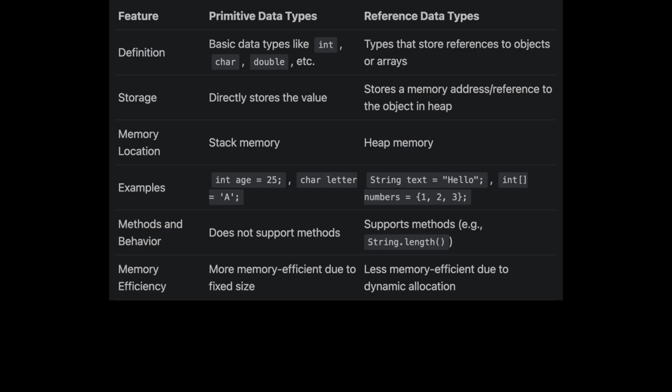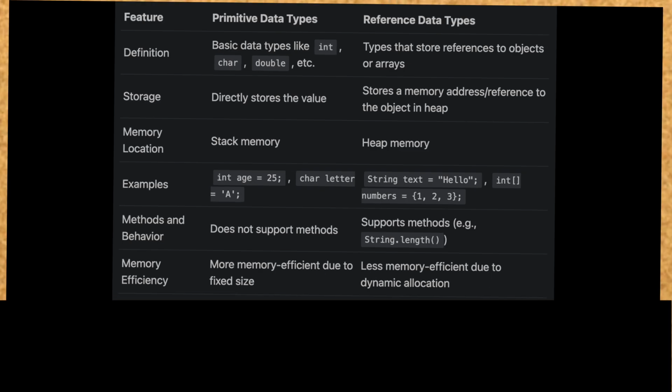Now, regarding memory efficiency, primitive types are often more memory efficient due to their fixed size, which means they take up the same amount of memory regardless of the value they hold. Reference types, on the other hand, can be less memory efficient due to the overhead associated with dynamic memory allocation and the need to store the reference itself.